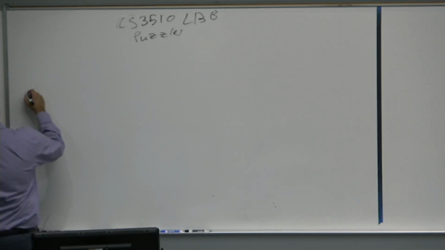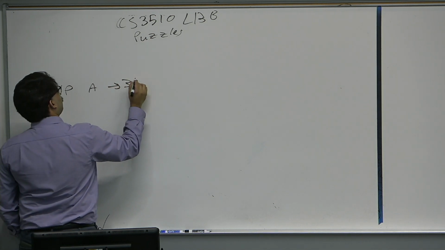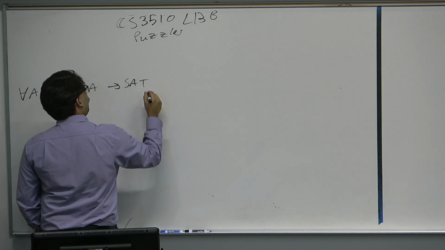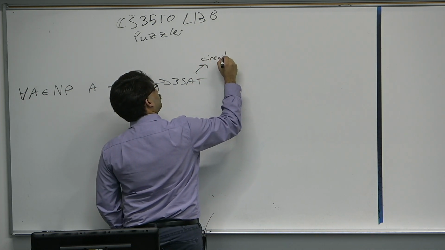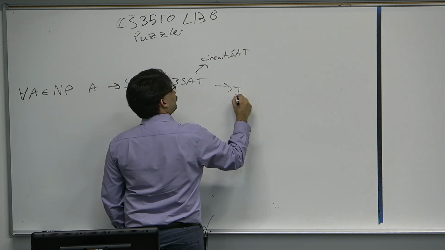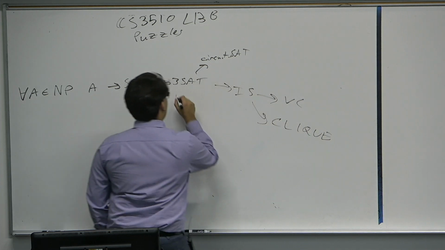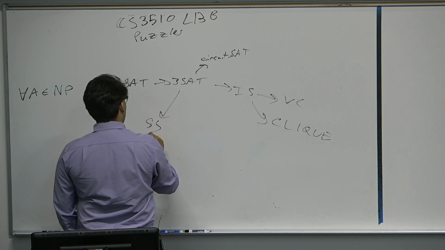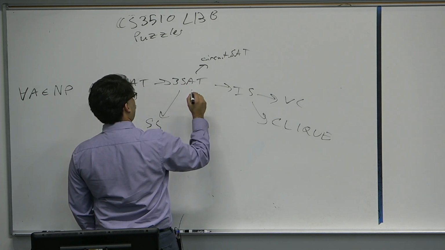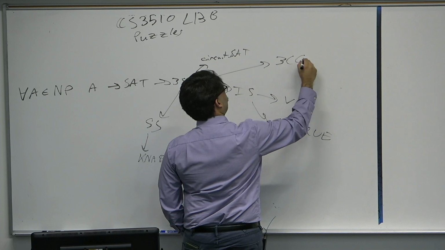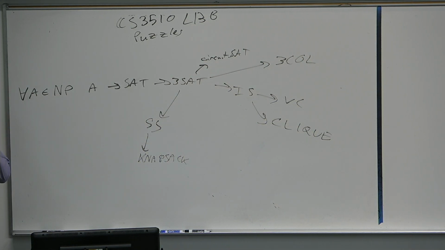But, just to quickly give you the whole tree again, we said for all A in NP, there's a polynomial time reduction from A to SAT. And then from SAT, we went to 3SAT. From 3SAT, we went to circuit SAT, to independent set, which we went to vertex cover and clique. And then from 3SAT, we also went to subset sum and then knapsack, right? Oh, and we also did 3 coloring.